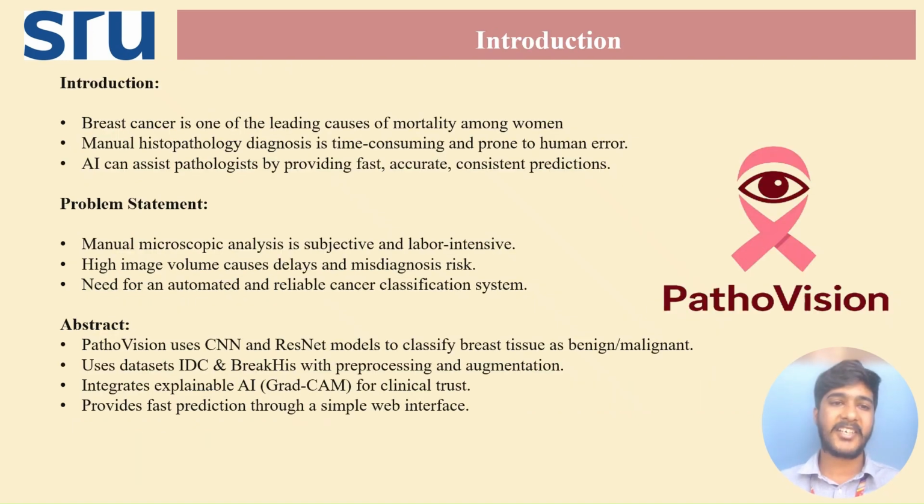First, the introduction. Breast cancer is one of the leading causes of death among humans. Checking tissue samples under a microscope takes a lot of time, which is time-consuming and leads to mistakes. An AI pathologist can give accurate and consistent results.